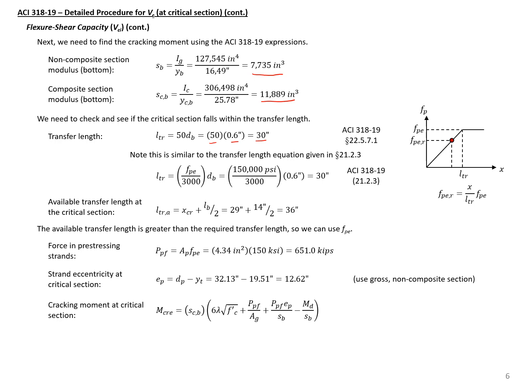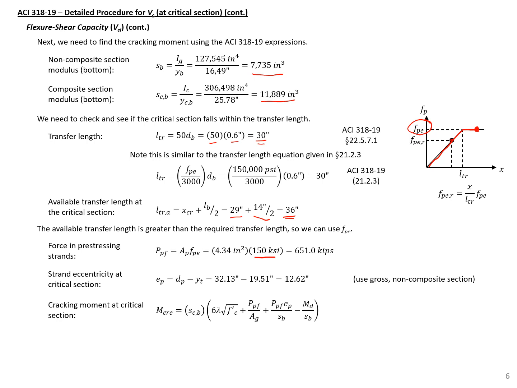We can see the available transfer length is the length from the center of our bearing to the critical section, 29 inches, plus the other half of the bearing to the end of the beam, 14/2, which will give us a total available transfer length here of 36 inches. So we can see that this 36 is greater than the 30, so we're past the transfer length, and we'll be able to fully transfer our prestressing. So we can use 150 ksi for the stress in our prestressing at this point.